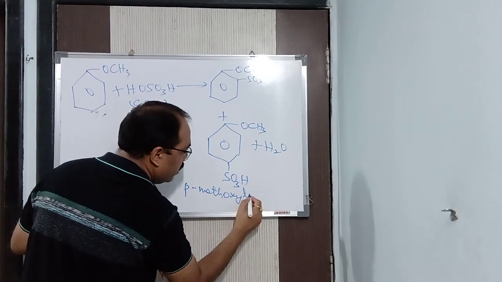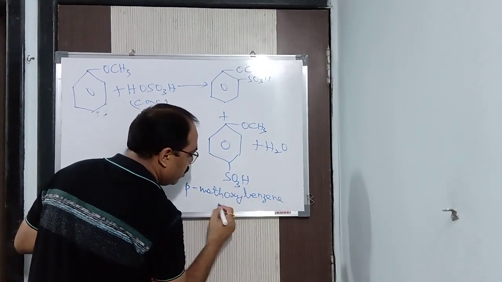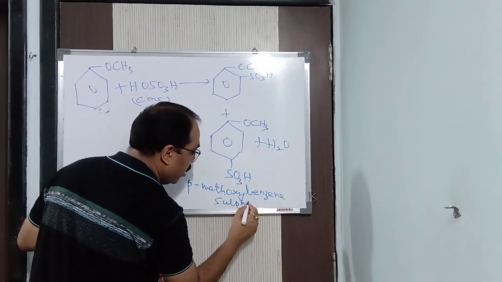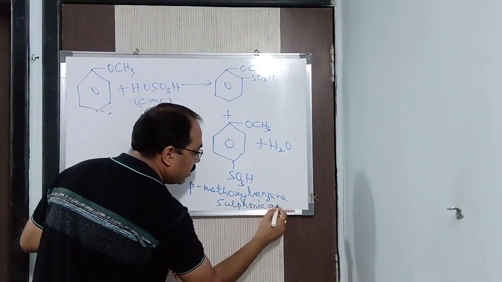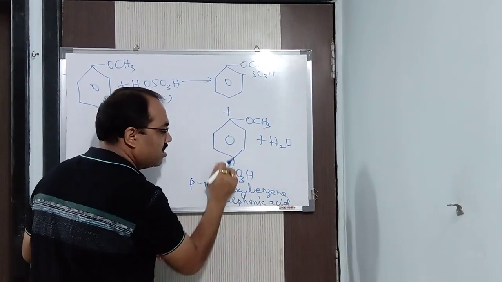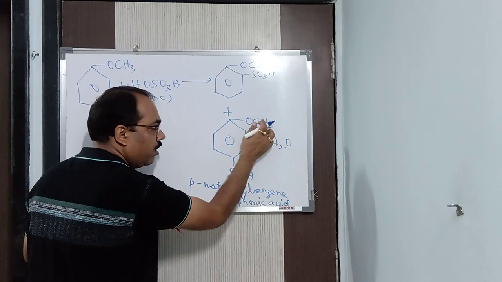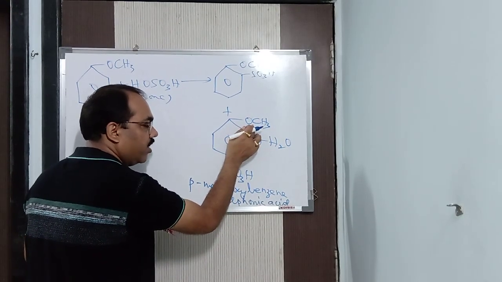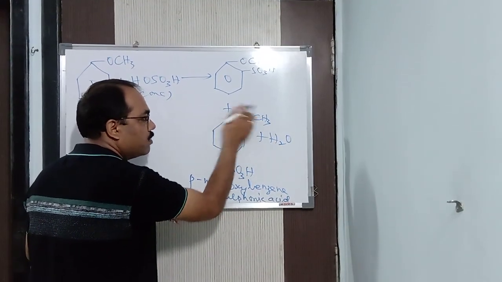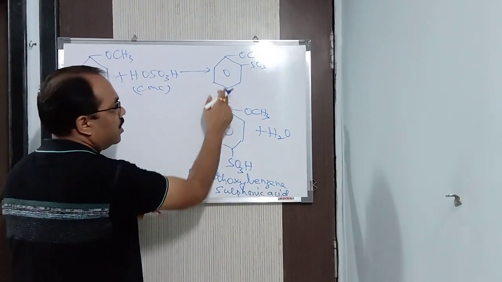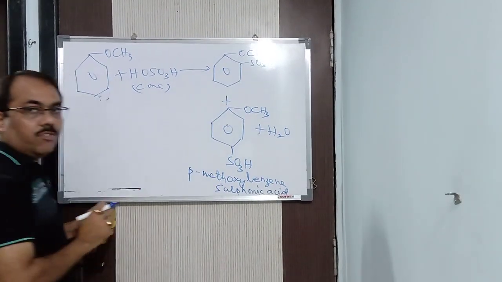Para-methoxybenzene sulfonic acid. Because I told you, this is the primary functional group and this is the secondary. The secondary functional group becomes your prefix. So 1, 2, 3, 4, this is para. So para-methoxybenzene sulfonic acid, and this is ortho-methoxybenzene sulfonic acid.